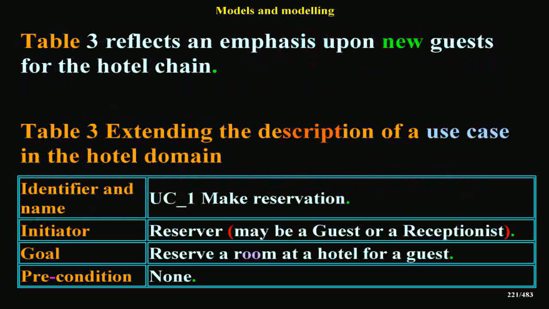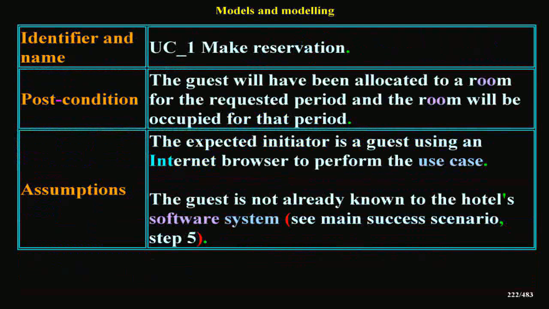Table 3: Extending the description of a use case in the hotel domain. Identifier and name: UC1 Make Reservation. Initiator: reserver, who may be a guest or a receptionist. Goal: reserve a room at the hotel for a guest. Precondition: none. Post-condition: the guest will have been allocated to a room for the requested period and the room will be occupied for that period. Assumptions: the expected initiator is a guest using an internet browser to perform the use case. The guest is not already known to the hotel software system. See Main Success Scenario, Step 5.